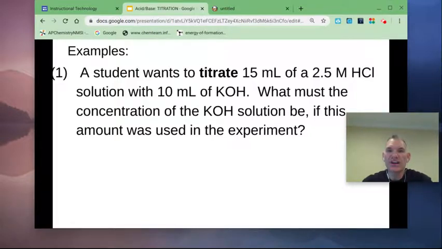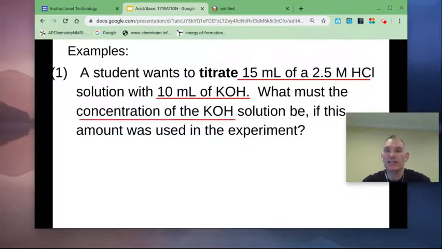It's always good to underline the key components in the question. So notice here I have 15 milliliters of a 2.5 molar HCl solution. They give me 10 mLs of KOH, and they're asking me to find out what the concentration of the KOH must be.